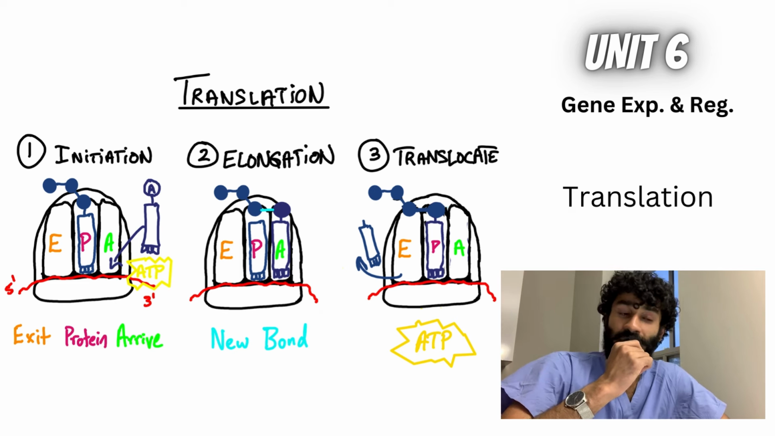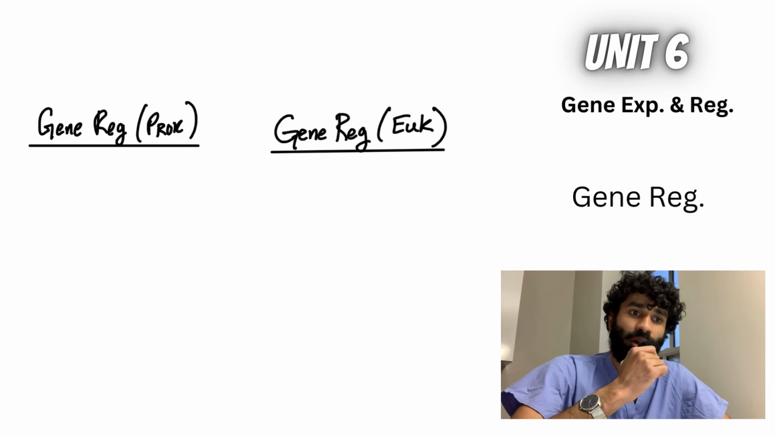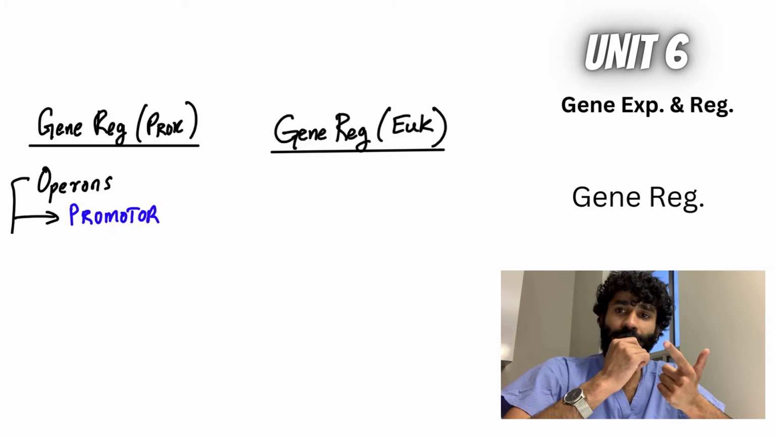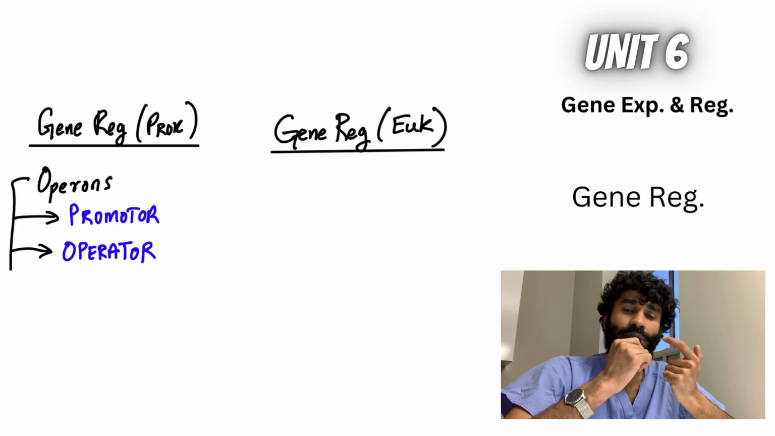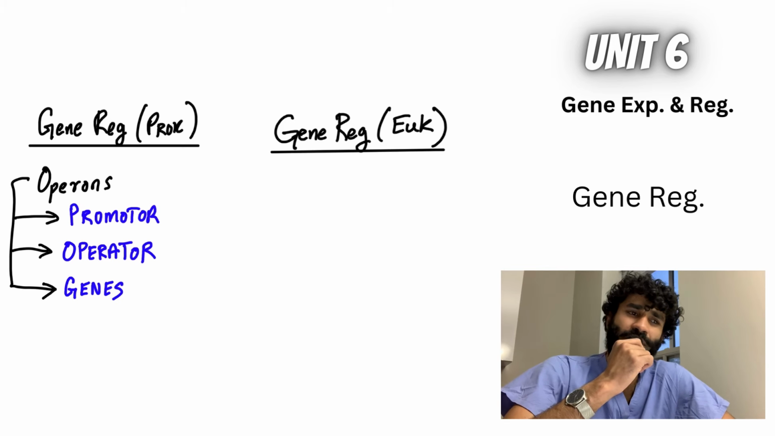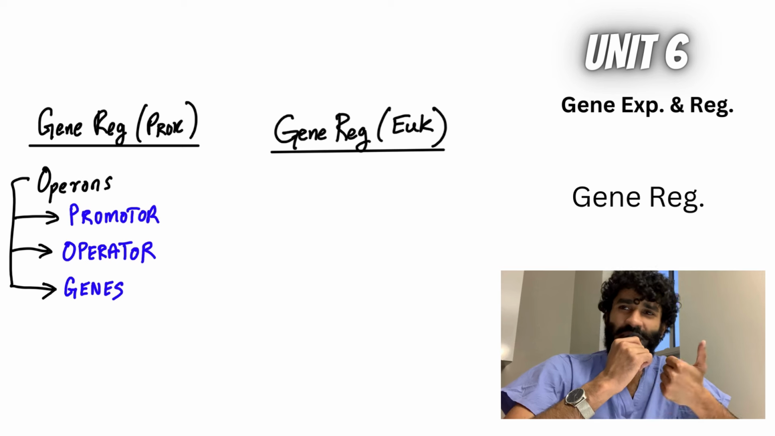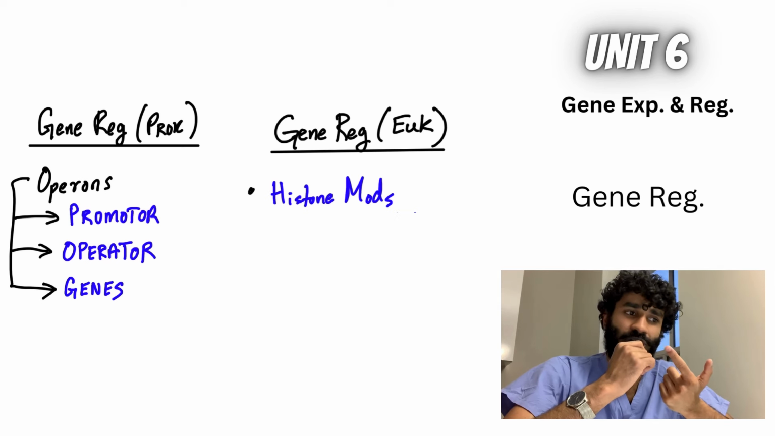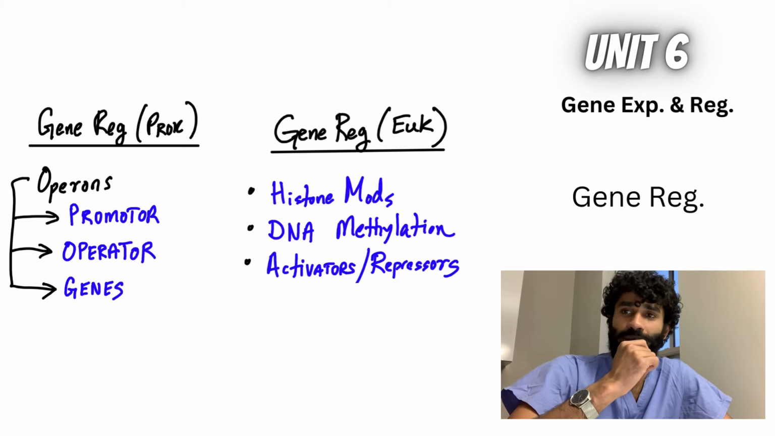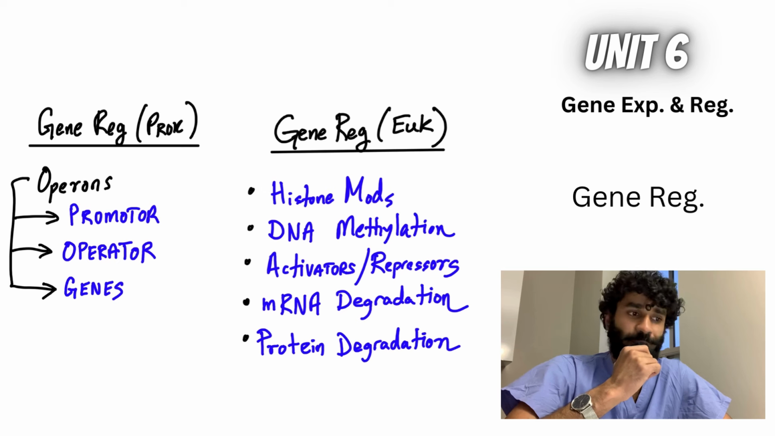Next block is gene regulation. In prokaryotes, genes are regulated with operons, which are composed of a promoter, where RNA polymerase binds, the operator, where regulatory proteins bind, and the third component is the genes being regulated. In eukaryotes, gene expression is more complicated, and it's regulated through various processes like histone modifications, DNA methylation, activator and repressor proteins, mRNA degradation, and protein degradation via ubiquitination.